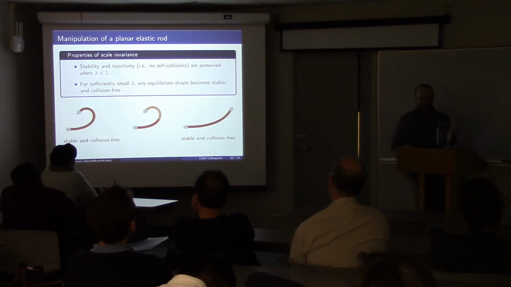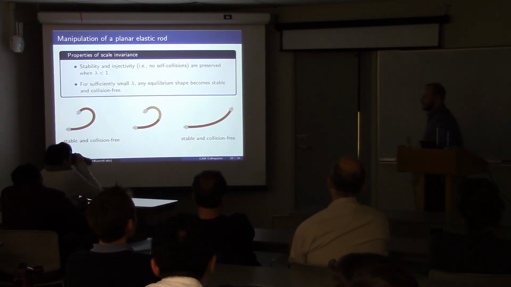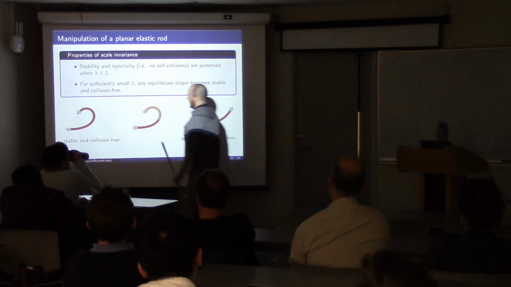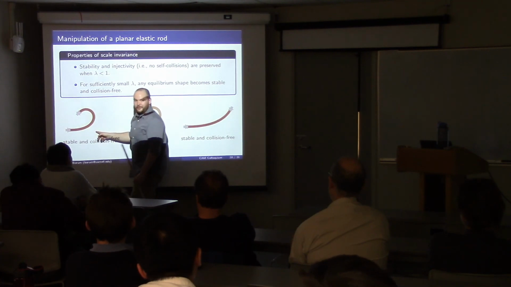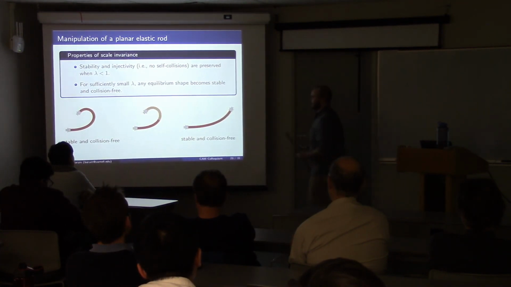Stability also satisfies that when you cut down, not if you expand it out. If I expand it out, so if my lambda was greater than 1, that would be something like that. It would not necessarily be stable. So here we're letting lambda be less than 1.